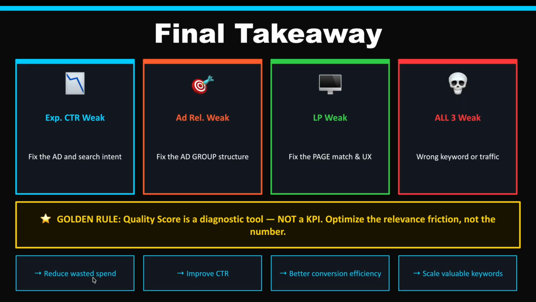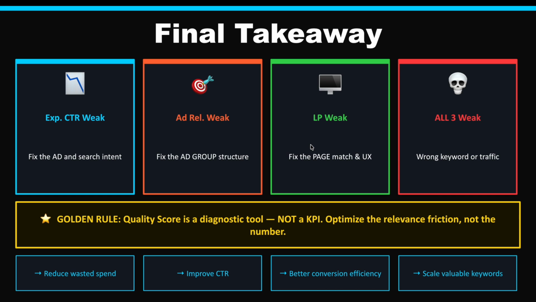And now we reach the final slide, the most important takeaways from the interview. Look at our 4 cards. This is a simple rule to remember for everything. If expected CTR is weak, fix the ad and search intent. If ad relevance is weak, fix the ad group structure. If landing page experience is weak, fix the page match and user experience. And if all 3 are weak, the keyword is probably wrong and needs to be replaced.